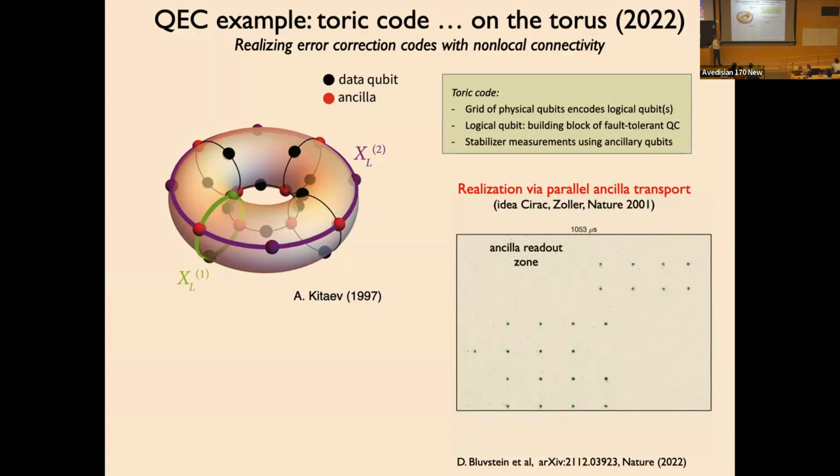To do these checks, remember what we need to do. We need to measure, for example, these vertex operators, so we need to touch a few nearby qubits, and we can do it by doing the gates. But if we move qubits around, we can not only move things locally, but we can also move things non-locally. And this way, we can really wrap this torus around.